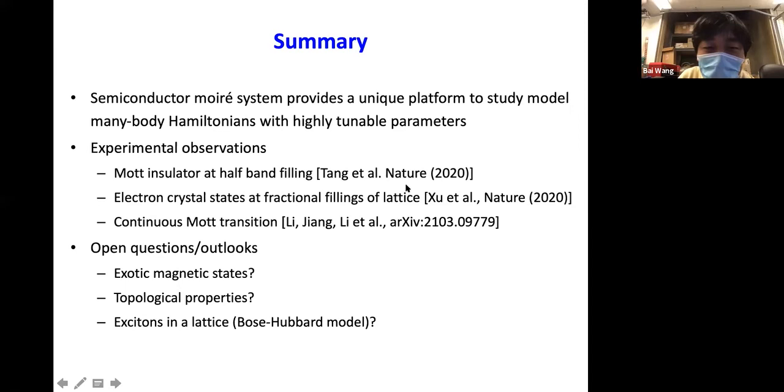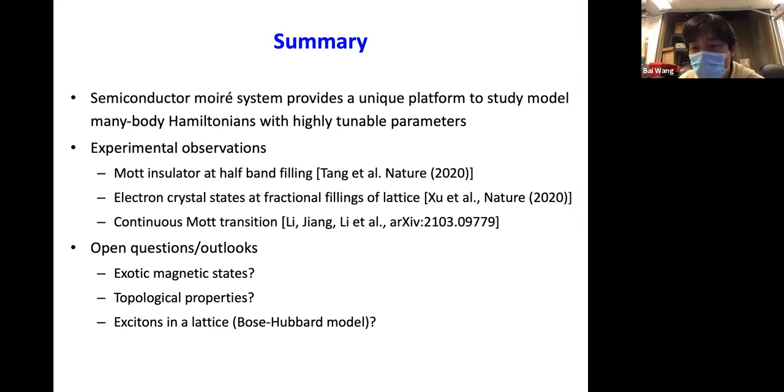Okay, thank you. Really, really nice talk. Thank you very much. I have two quick questions. The first one was about the last part of the Mott transition. When you apply gate, do you also tune the carrier density, or are you at the half filling of the band?